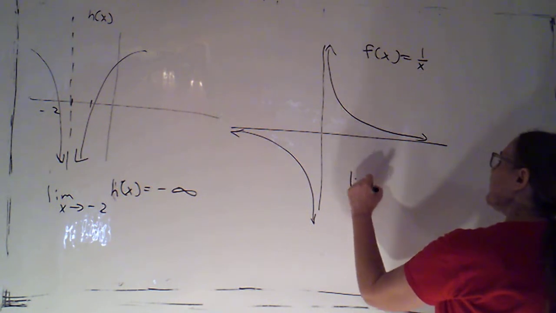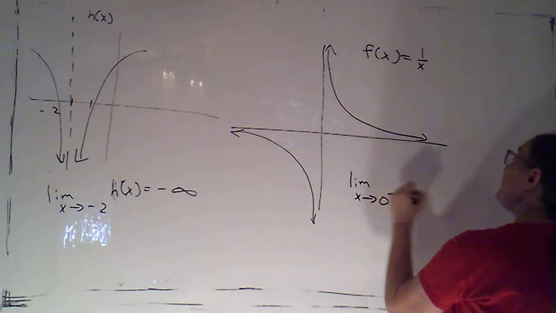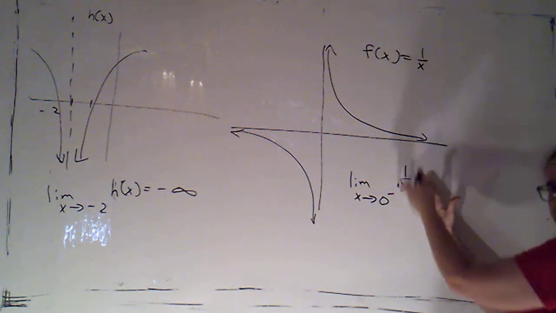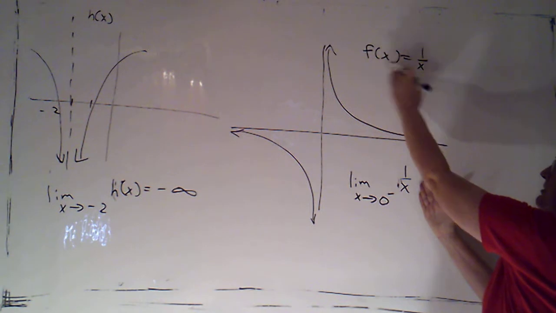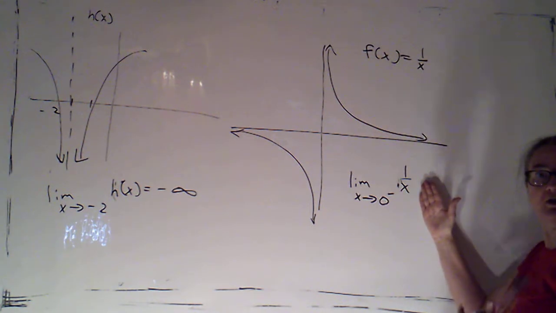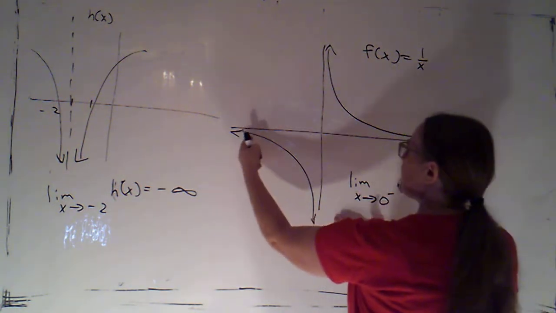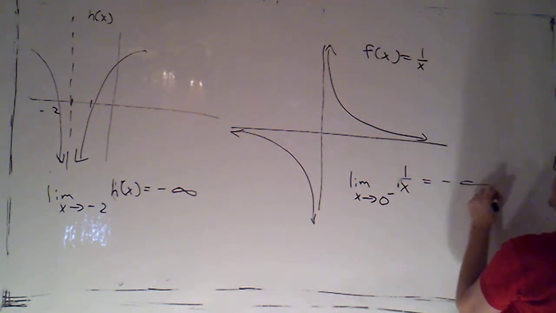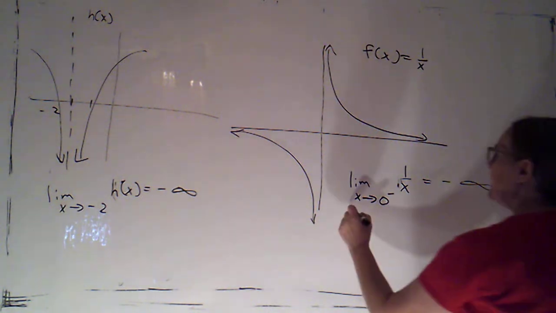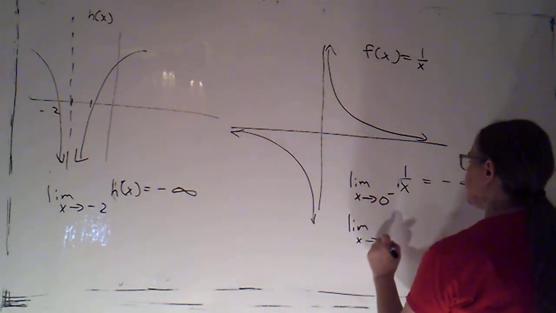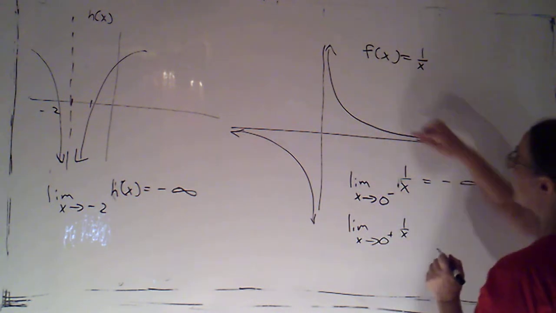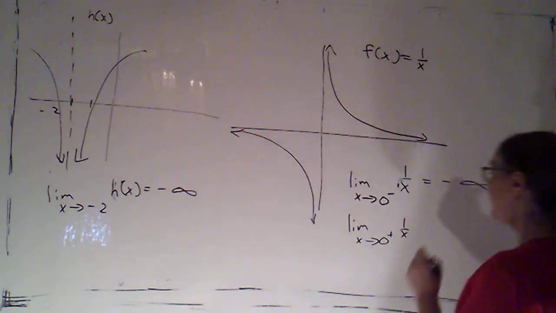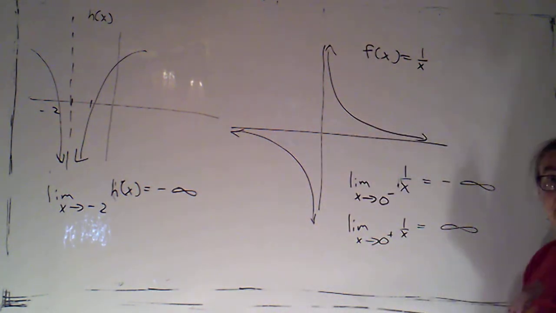So I could say the limit as x goes to 0 from the left of 1 over x. And I could either write f of x here using the name of the function, or I can write the formula for the function. Either is fine. As I'm coming in from the left, it's going infinitely far down, we would say this is negative infinity. If I take the limit as x goes to 0 from the right of 1 over x, coming in from the right, we're going infinitely high up, so that would be positive infinity.